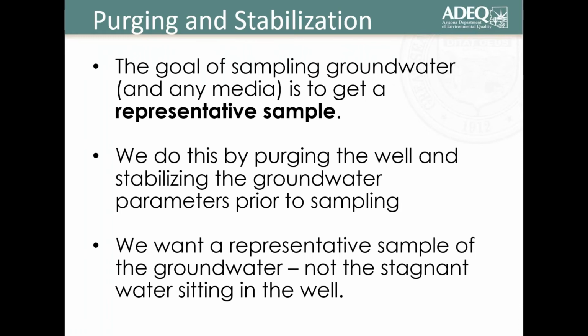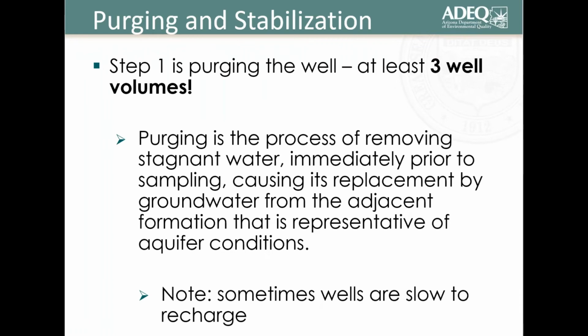And we should be waiting until parameters are stabilized. I'll show you the different parameters, but we want to make sure that we're getting into that groundwater table and that it's representative. Again, purge at least three well volumes. The calculation is useful, but you might also have an idea of how much water is in the well. As long as you're purging what you believe is three well volumes, you're purging that old water out, removing the stagnant water.